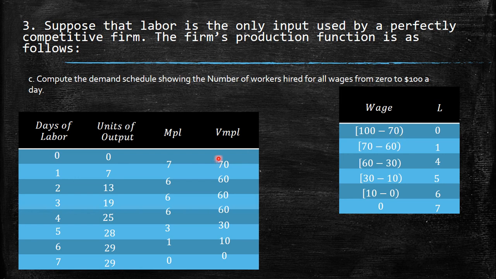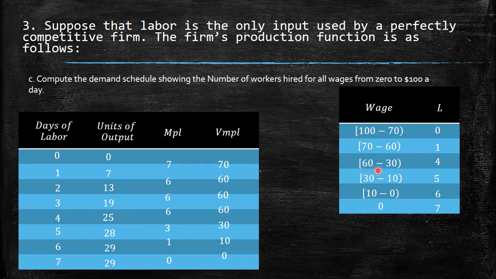So when I need to pay for each worker between 100 and 70, I don't hire anyone because it doesn't compensate the cost, and the value of the marginal product of this one, which is the most productive, should be 70. So I won't hire anyone. But when I am between 70 and 60, I can hire one guy, because with one guy I can earn the difference between the value of marginal product of labor and the wage. So this one I will hire one.